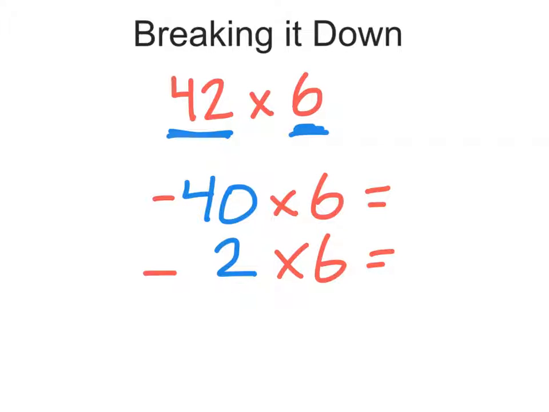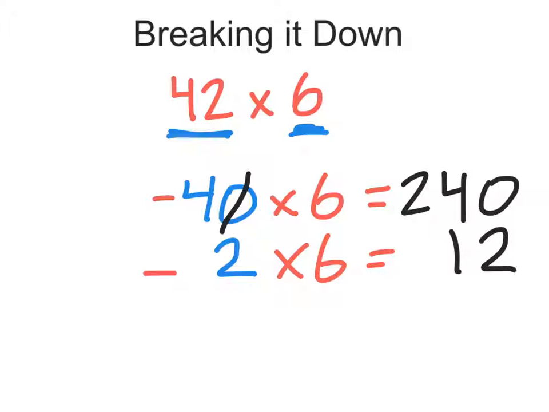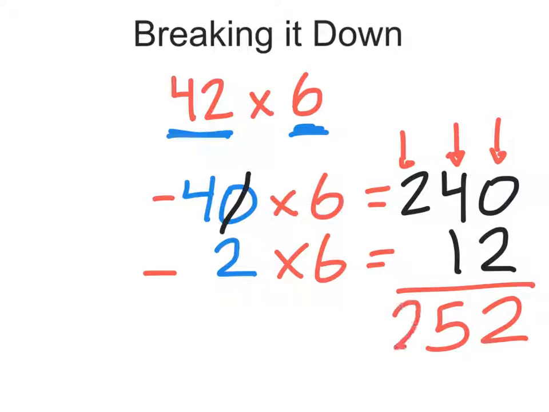Remember your strategy for multiplying with zeros. Cross out the 0. 4 times 6 is 24. Tack the 0 back on. 2 times 6 is 12. Make sure you line up the place values. Do you see how nicely I lined up the ones place values, the tens and the hundreds? Very nice. And then I add that together and I get 252. So 42 times 6 is 252.